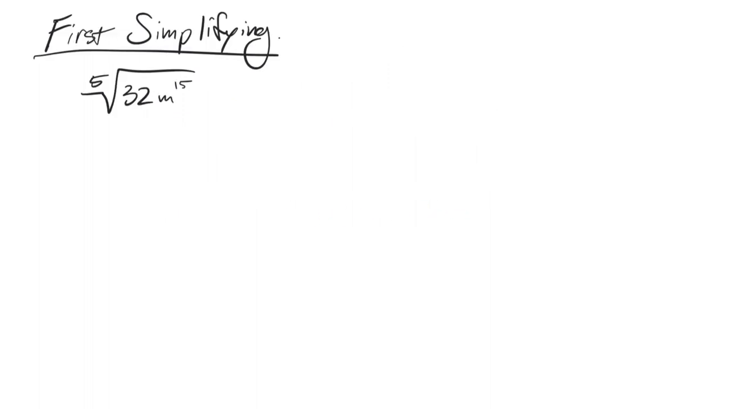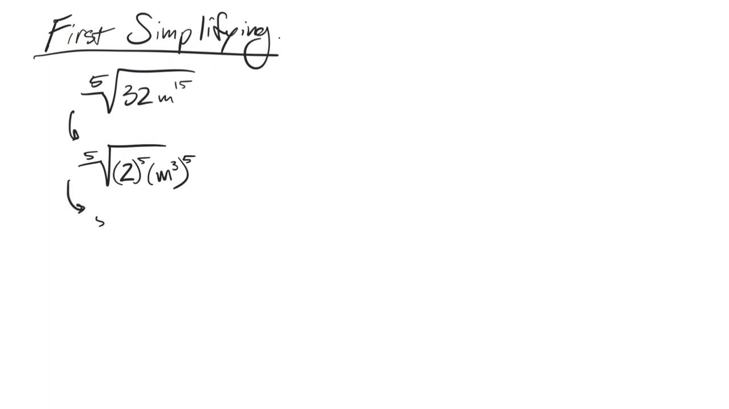Let's try some examples. So here we have the fifth root of 32m to the 15th. What we want to do is try to write the coefficient and the variable portion, each of them, as an expression to the fifth power. Can we do that? Well, we can if we know that the fifth root of 32 is 2, and the fifth root of m to the 15th is m cubed.